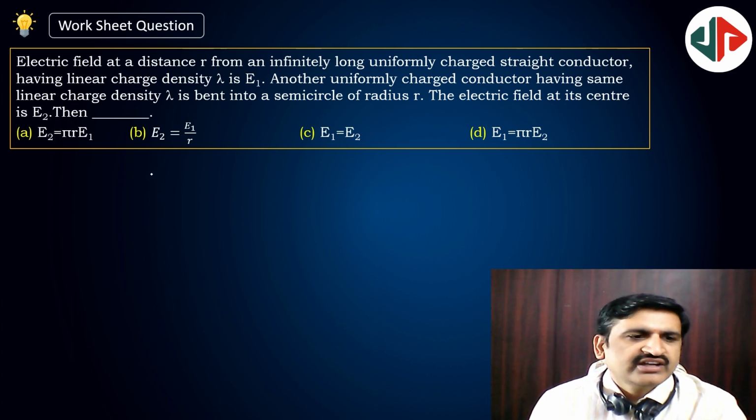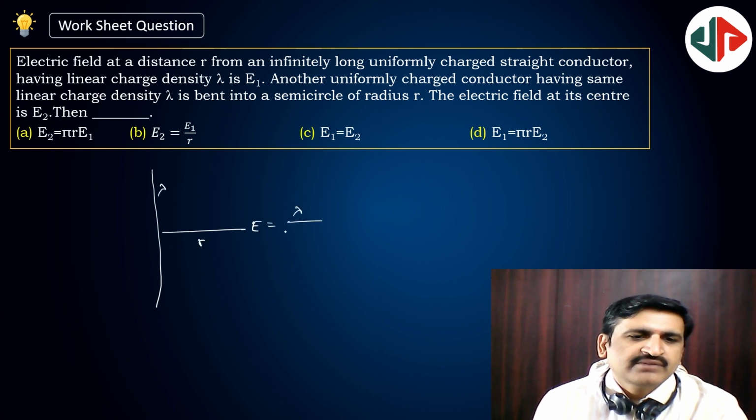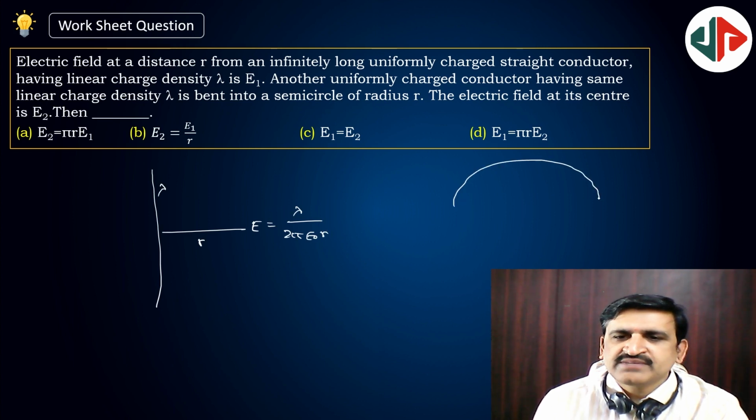For the infinitely long wire at a distance r with lambda, E is equal to lambda by 2 pi epsilon naught r. If it is bent into a semicircle, at the center the electric field E is equal to lambda by 2 pi epsilon naught r only. So both are equal. So E1 and E2 are equal.